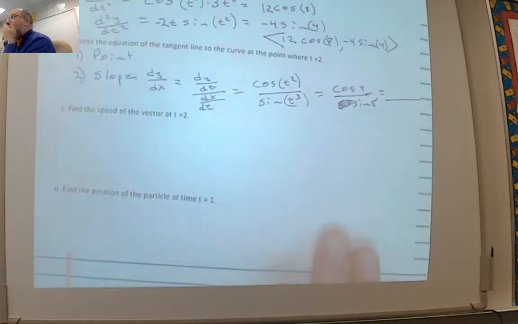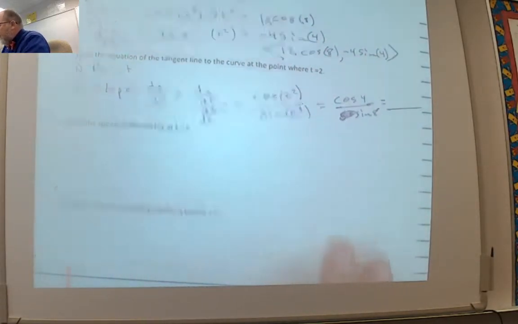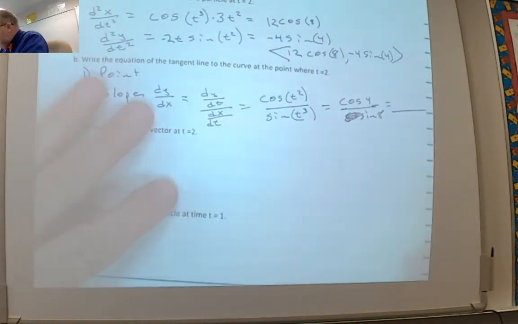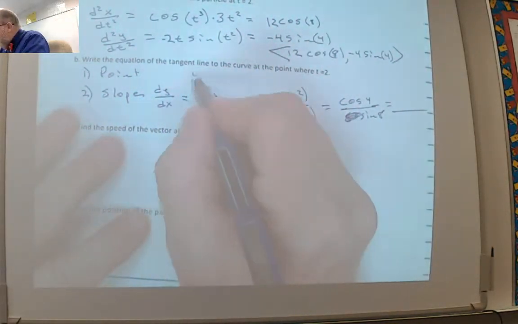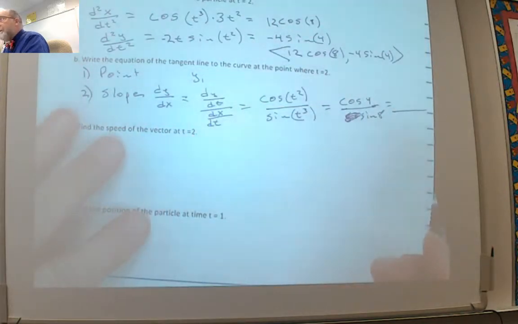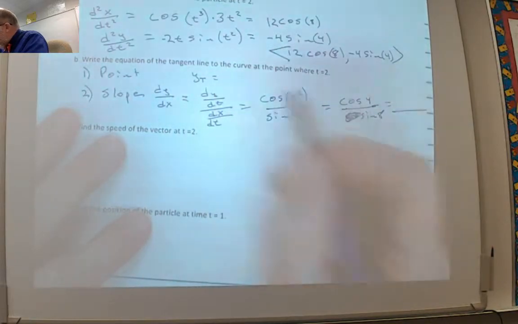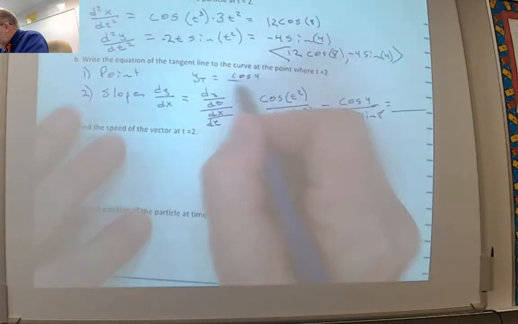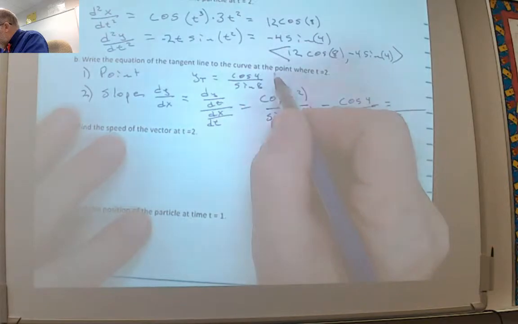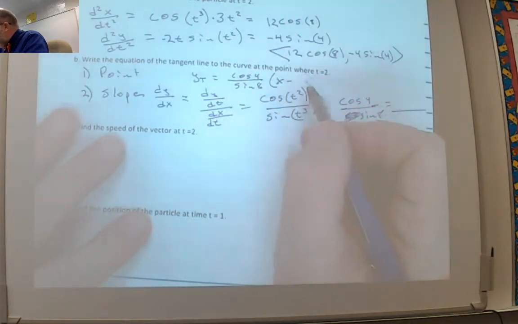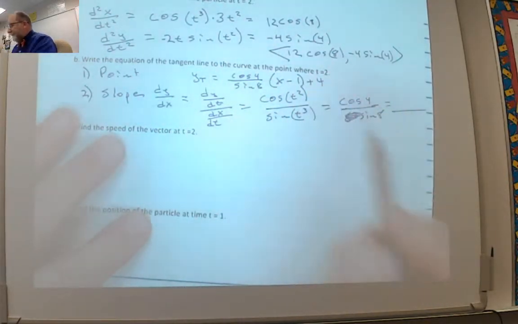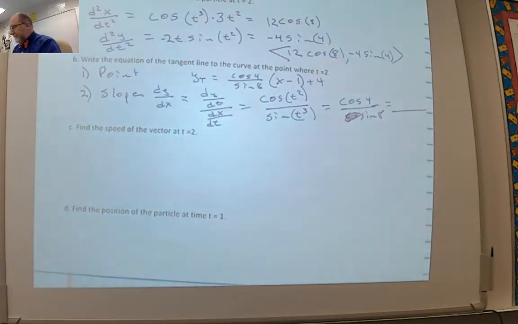How do we get the point? It's given. Oh, it's given, right here. Well, that's nice. So that means the equation of our tangent line... Are you okay with that? Okay. So we have the cosine of 4 over the sine of 8 times x minus 1 plus 4.